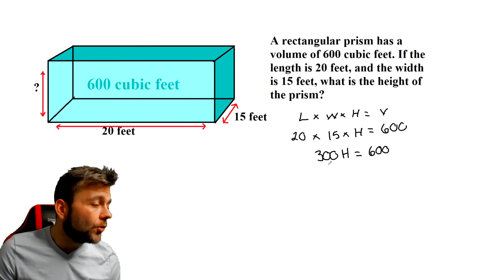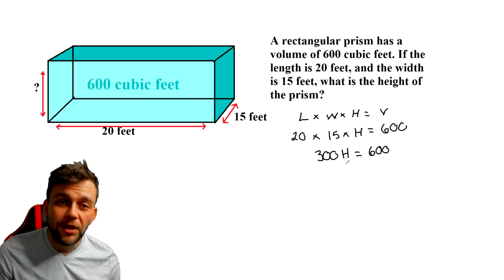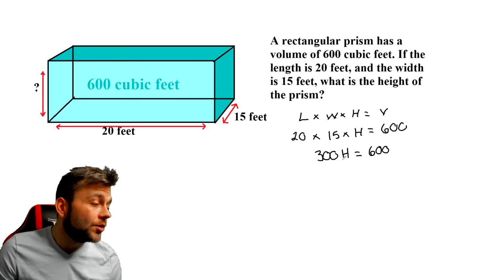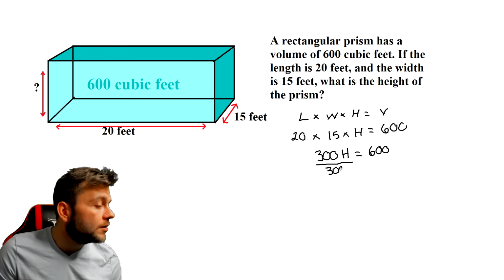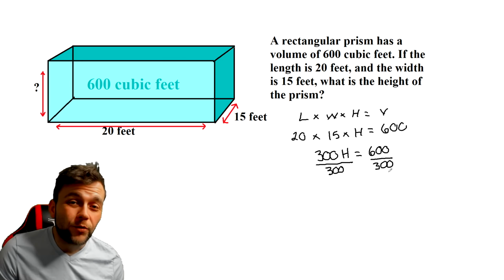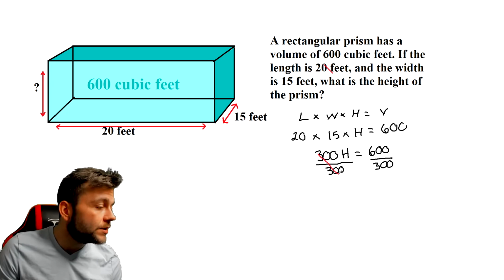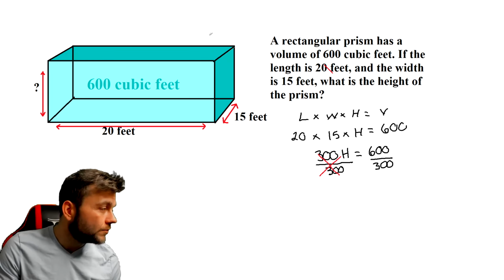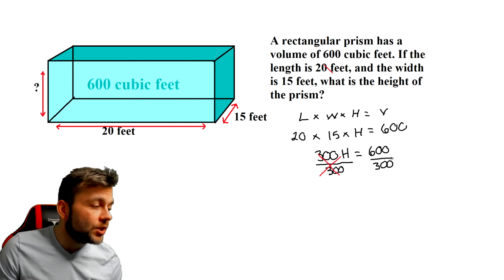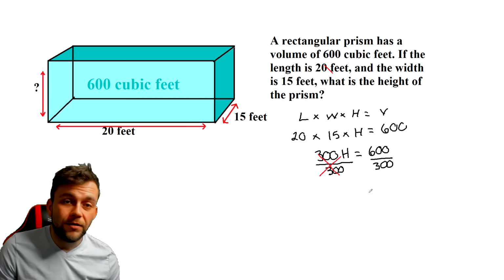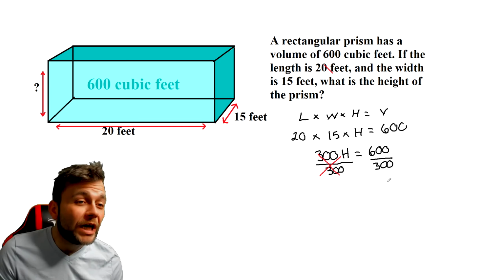Then we divide. What's the opposite of multiplying? Well, the opposite of multiplying, that's what's occurring between the 300 and the h, is dividing. So we divide both sides by 300, because whatever you do to one side of the equal sign, you do to the other. What is 300 divided by 300? Well, that's 1, so it cancels itself out. And 600 divided by 300, well, 300 goes into 600 2 times.